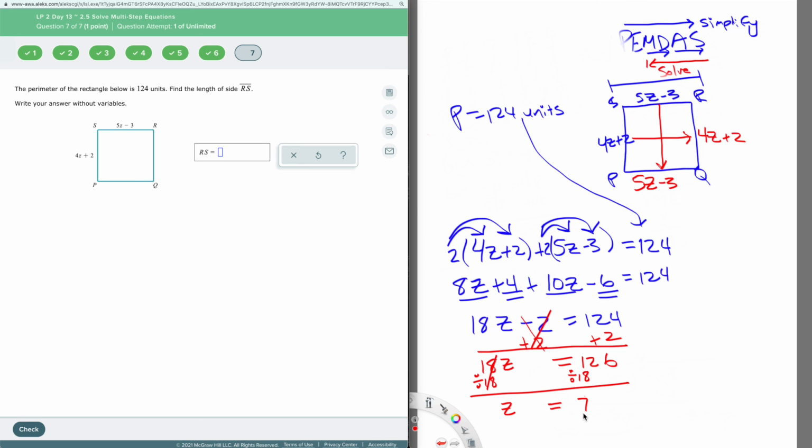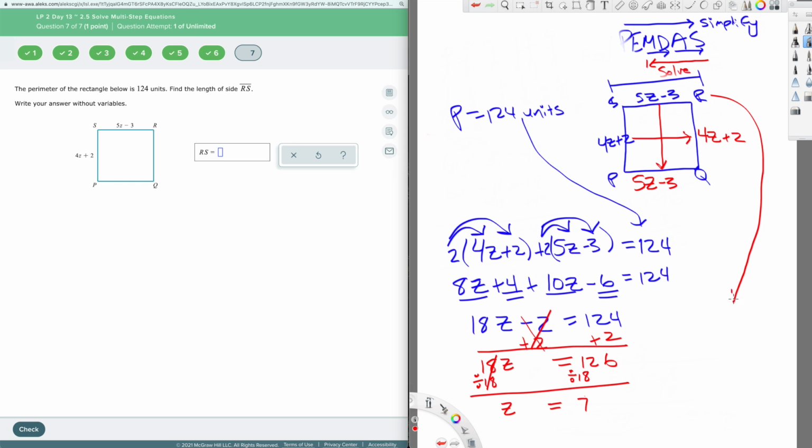We do not want to type 7 in, because I want to go back up here and use this. I want to know what RS is, and I know RS equals 5z minus 3. So I'm going to plug this in so that I know what is the actual length of this side of the rectangle. So 5 times 7 is 35, minus 3, and that gives me 32. This is the answer I'm looking for.